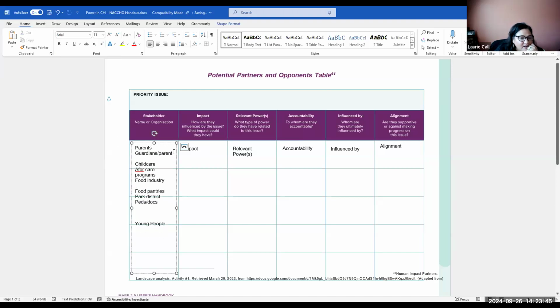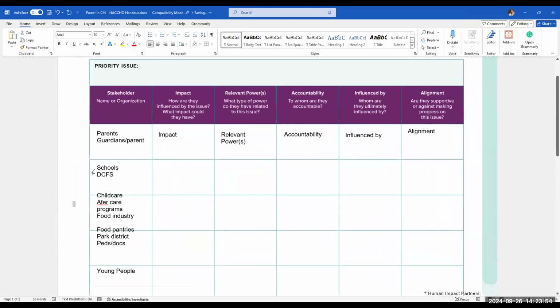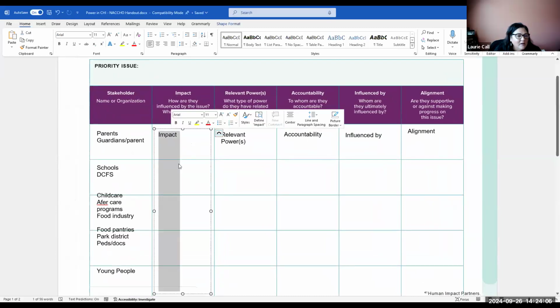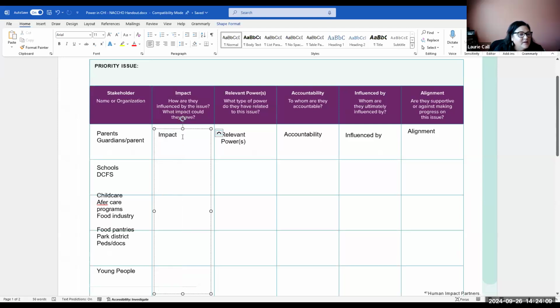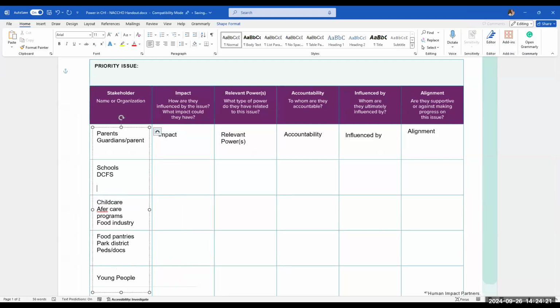And Samantha, I can't see this very well. Can you tell me what it says under impact, or tell the group? Yes, and I can zoom in as well. So impact: how are they influenced by the issue? What impact could they have? And this handout that you're seeing here has been dropped in the chat, so you can open it up yourself on your end too. Thank you. So impact, how are parents influenced by the issue? You can take yourself off mute or write in the chat. Or if you raise your hand, I can take you off mute. Or drop in the chat that you would like to speak and I can unmute you.